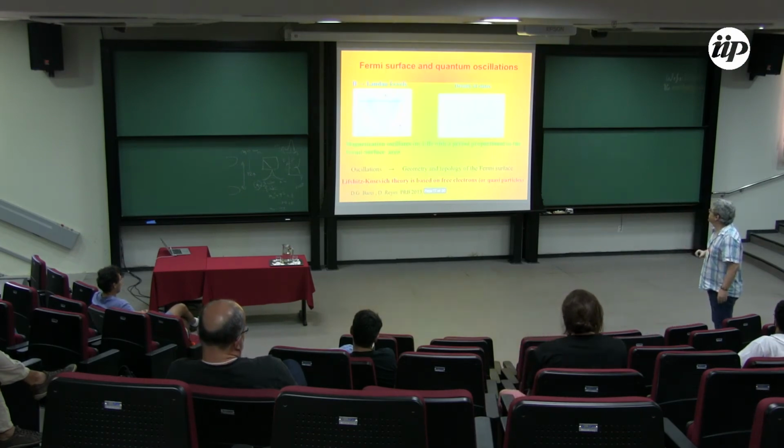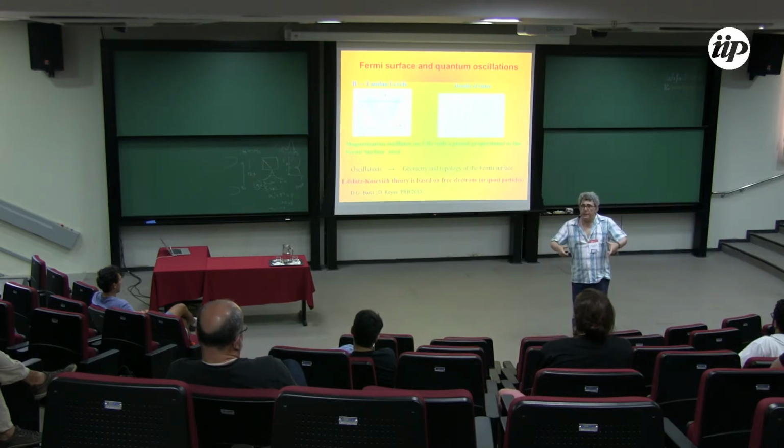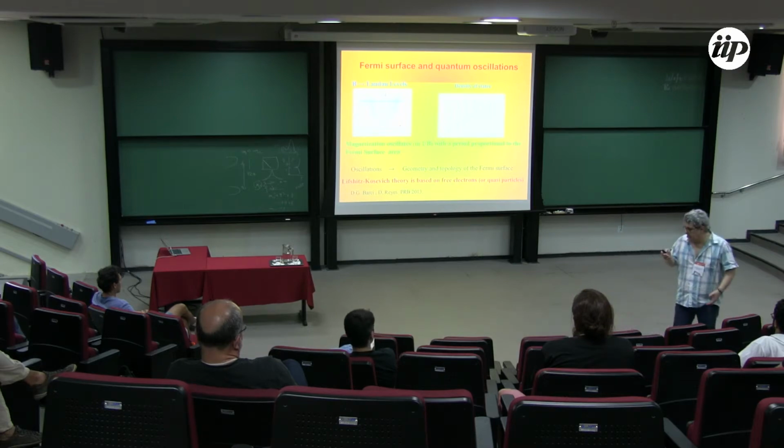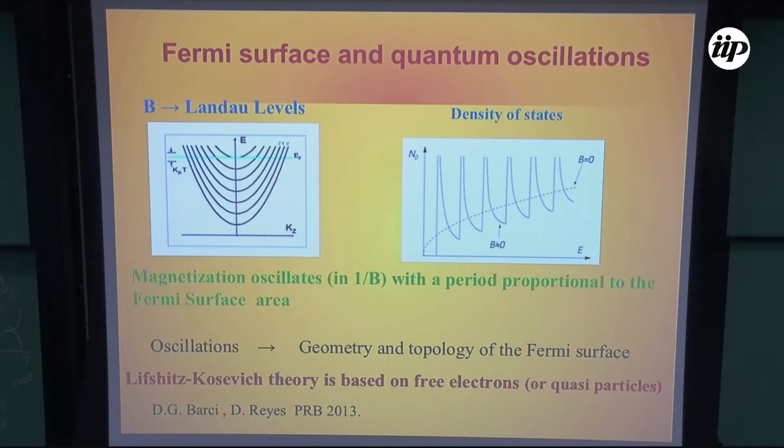And quantum oscillations, essentially, you put a magnetic field in the system, in any system. So you have essentially a quantization of the spectrum. I mean, you have Landau levels. And if you compute the density of states very, very near the Fermi surface, you have this type of features in terms of the energy. I mean, when the energy crosses a Landau level, you have a divergence here. You have a periodic feature.